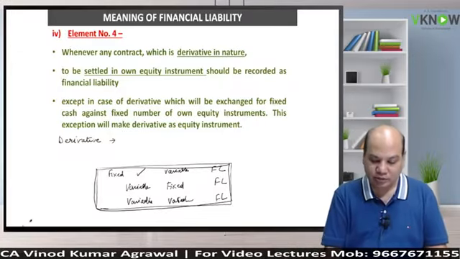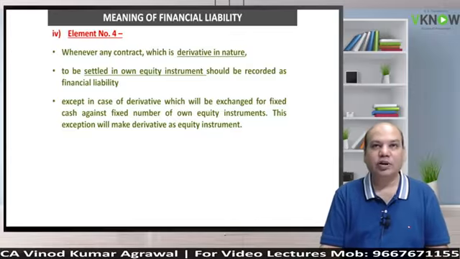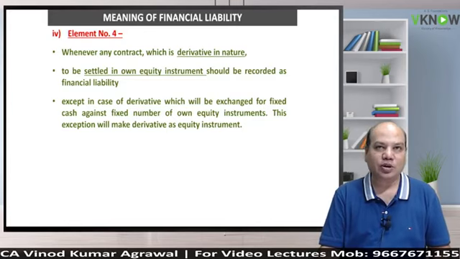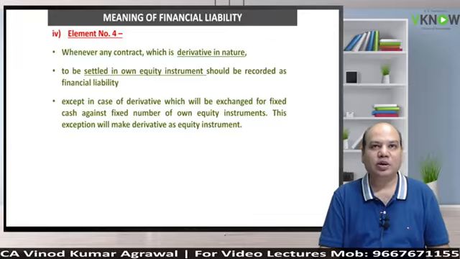Keep this in mind. A derivative contract where a fixed number of shares will be issued against a fixed amount of cash is an equity instrument. Other than that, means either cash is variable or the number of shares is variable or both are variable, it will be a financial liability. Okay.